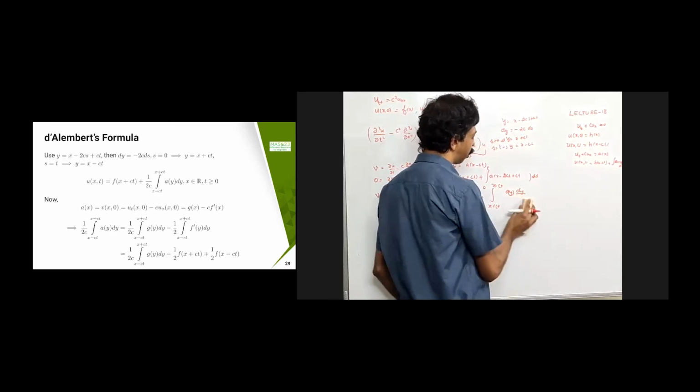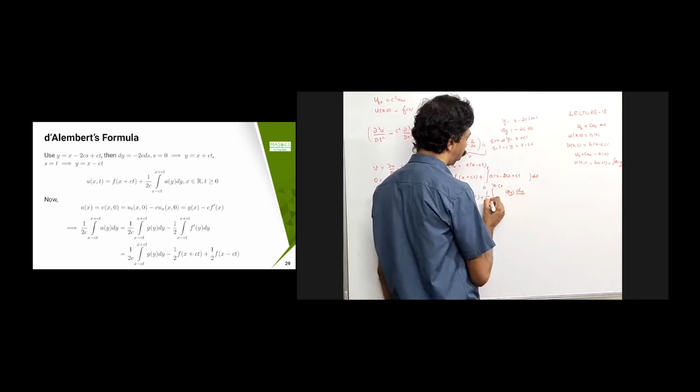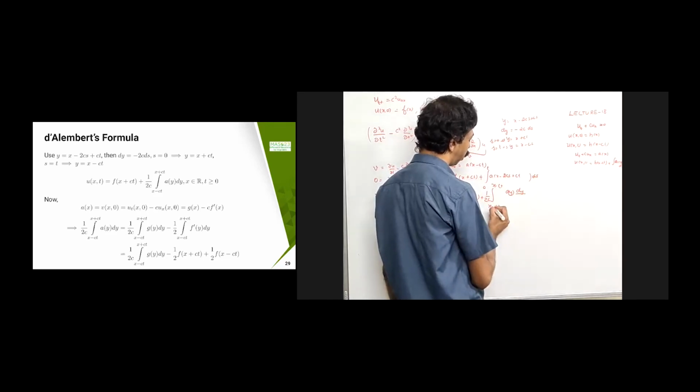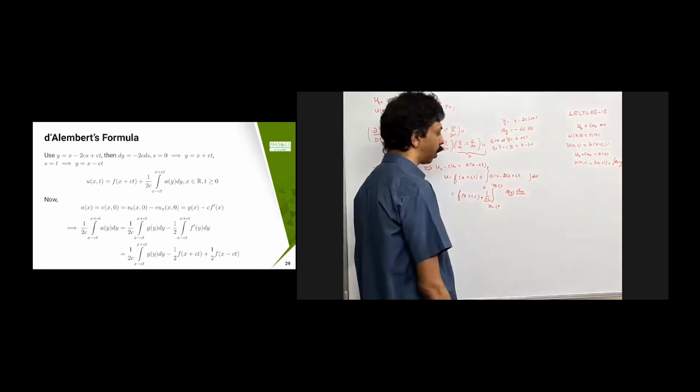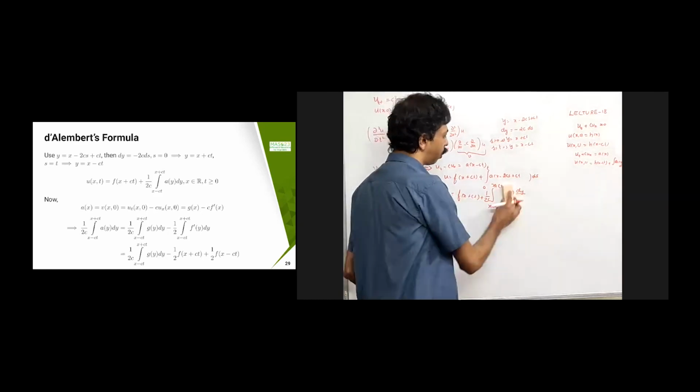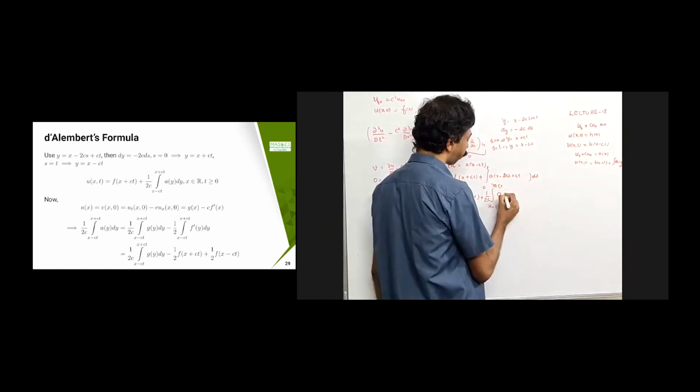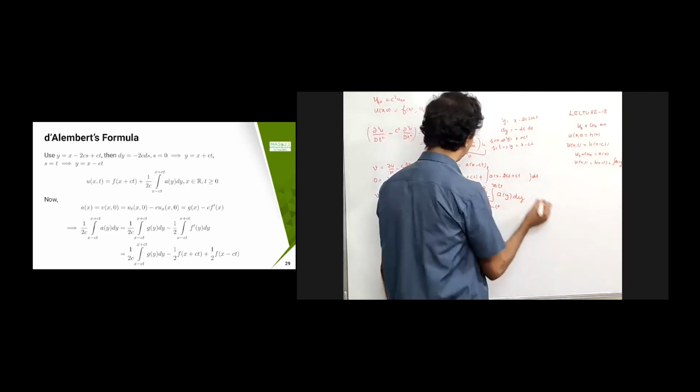I'm going to take this minus 2c out. Therefore, this is going to become 1 by 2c, minus. Therefore, I can interchange this integral, from x minus ct to x plus ct, a of y dy. So this is going to be my problem. Okay, this is going to be my u of x comma t.